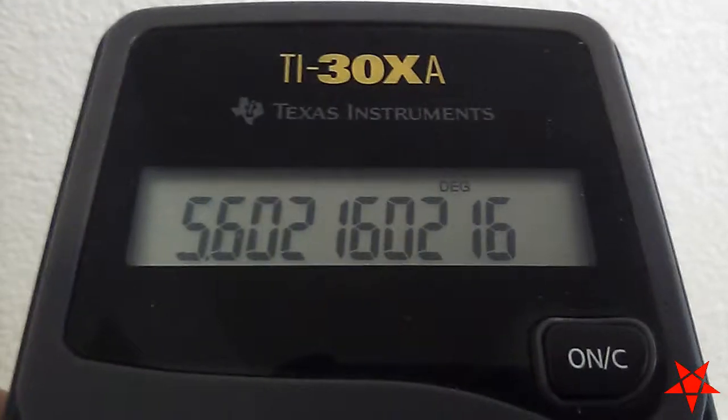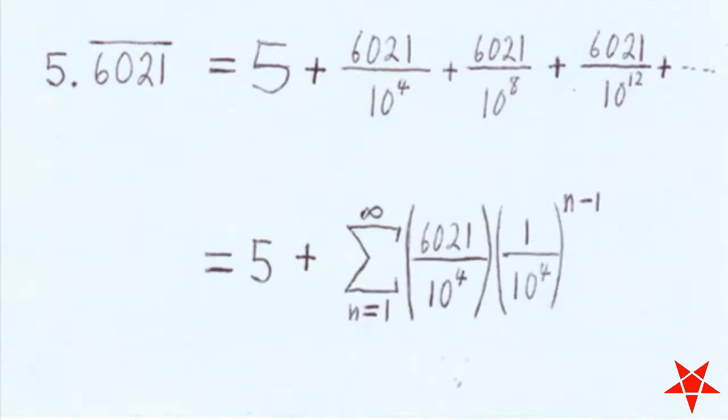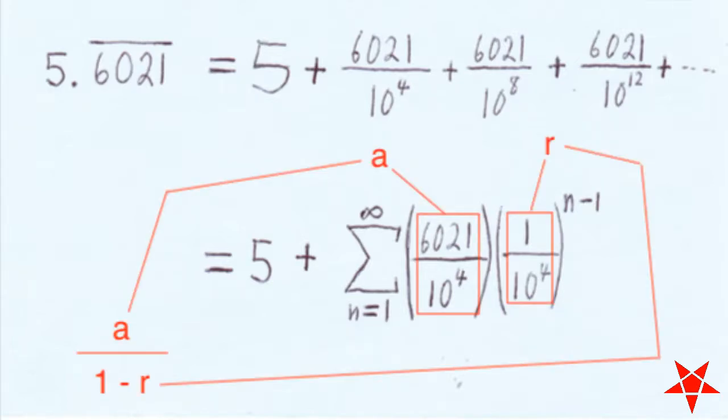Let's try another. First we expand the mystery number into a constant plus a series with terms comprised of a constant integer divided by the appropriate power of 10. You can skip the sigma notation, but I prefer it. Substitute in for a and r, then do the arithmetic.